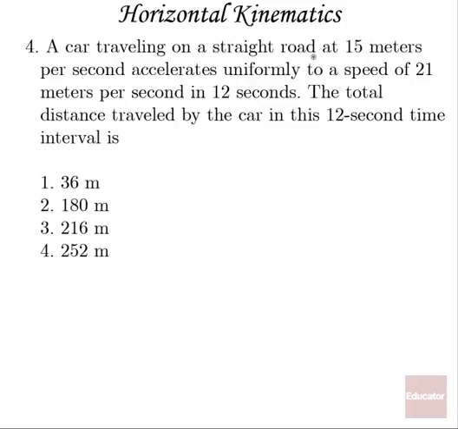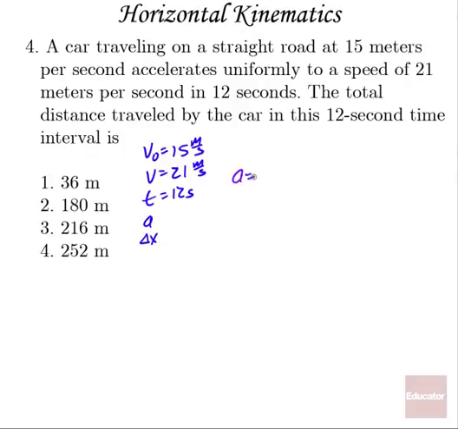Number 4 here, we have a car traveling on a straight road at 15 meters per second. So our initial velocity is 15 meters per second, and it accelerates uniformly to a speed of 21 meters per second, final velocity 21 meters per second, in a time of 12 seconds. We need to find the total distance traveled by the car in this 12-second time interval. And as I look at my kinematic equations, if I'm looking for delta x, or the distance traveled, I don't see anything that jumps out at me as a way to get it directly. So what I'm going to do here is solve for the acceleration first.